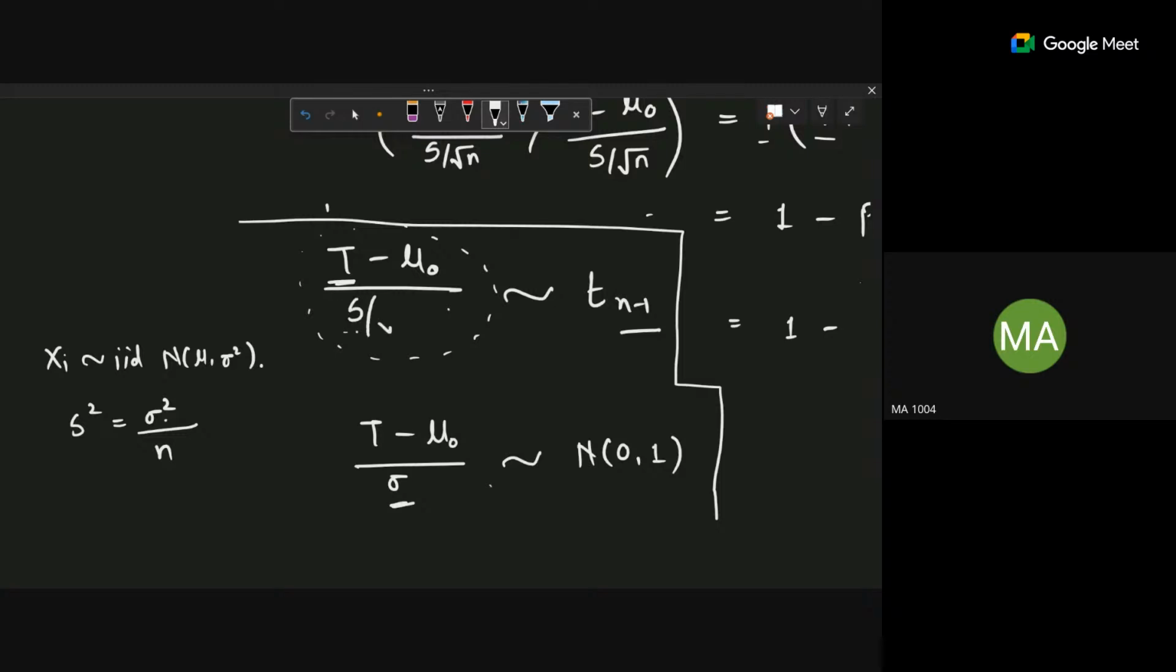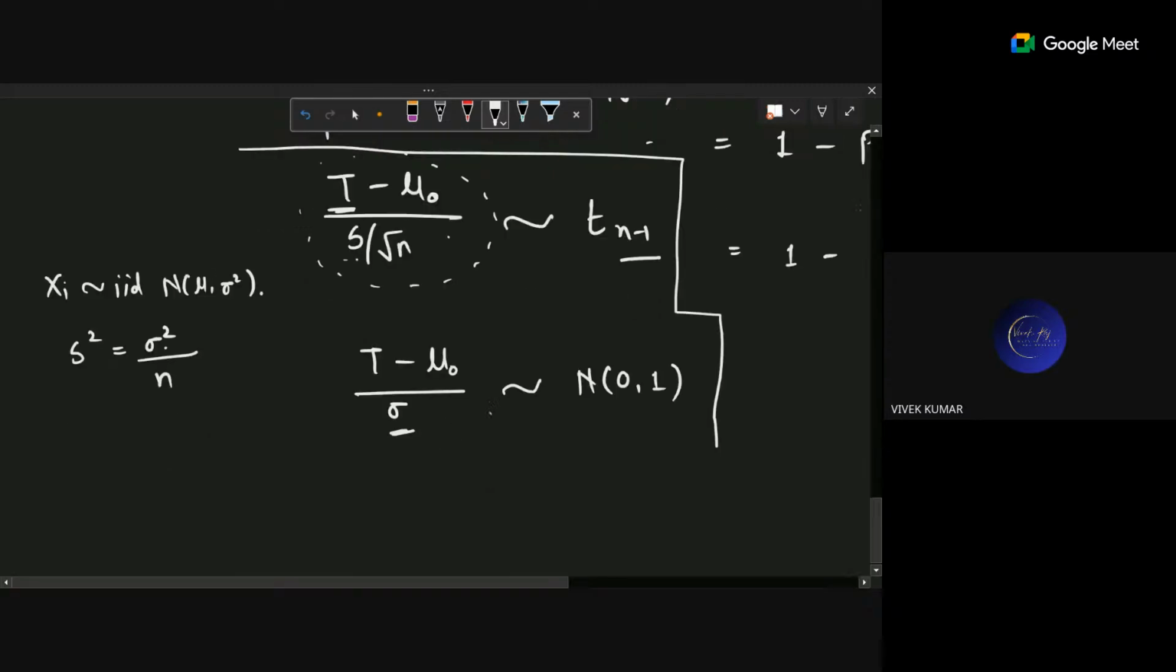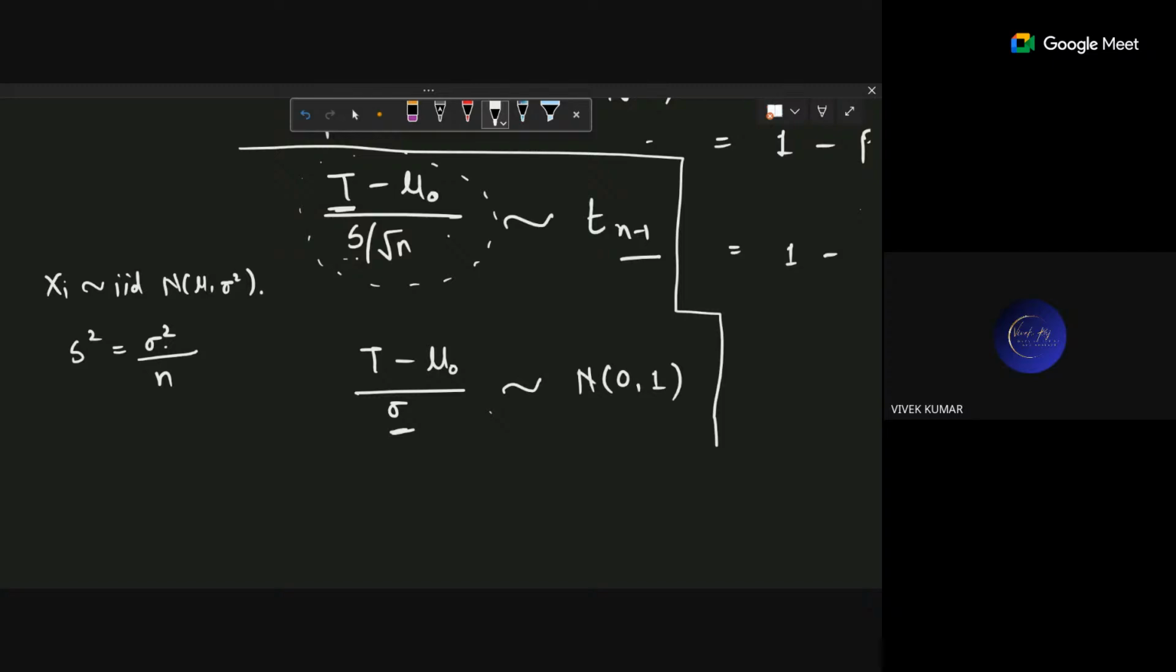So this particular arrangement makes it a new distribution known as the T distribution. Whenever variance is unknown and we are going to check the mean of the particular distribution, we will use the T distribution. It simply means that whenever we don't know the population variance, we put the sample variance instead of the population variance. That distribution is called the T distribution. Okay.